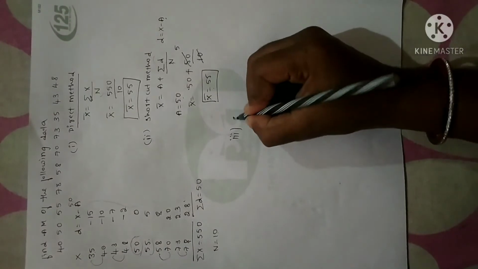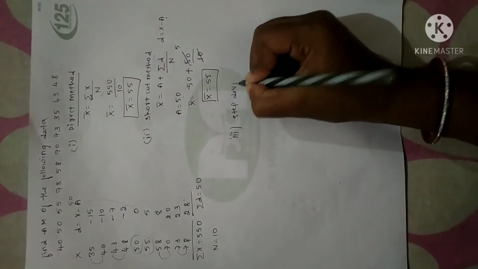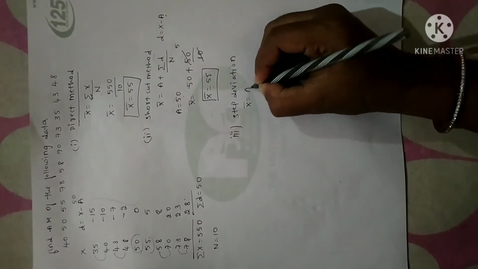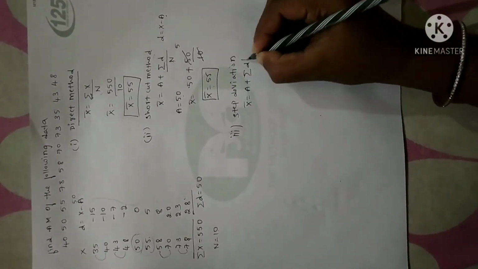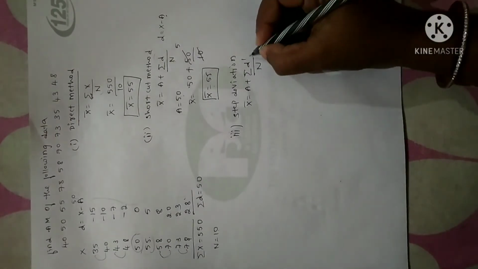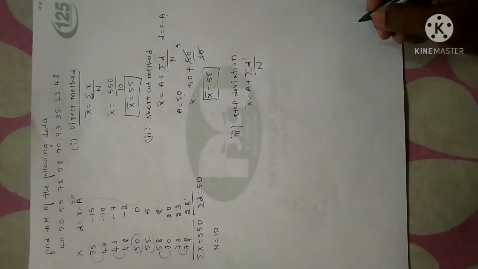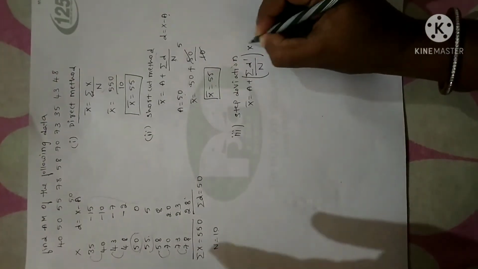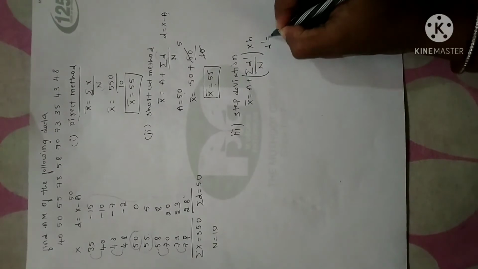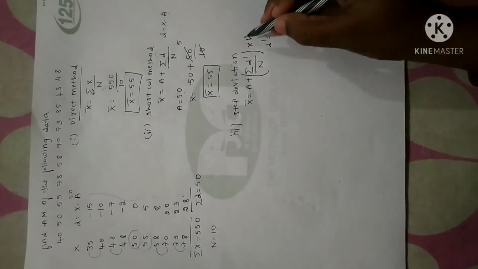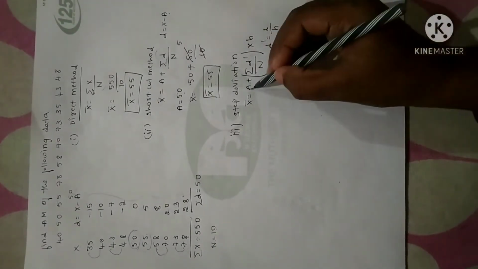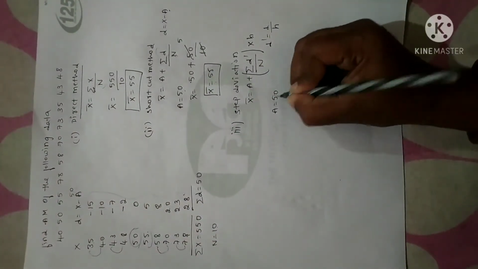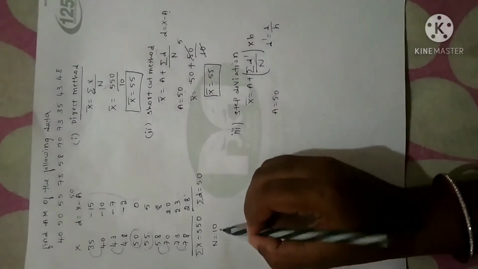Third method is step deviation. What is the formula for step deviation? Let me write here. X bar is equal to a plus sigma d dash divided by n into h, where d dash can be calculated using the formula d by h, where h is the least common difference. Right? So you just revise the formula. I have already forwarded the formula list in the group, so go through that. Anyhow, a value I have already taken as 50, so let me continue the same. A is equal to 50. Now what else I have to calculate? N is known to us, it is 10.